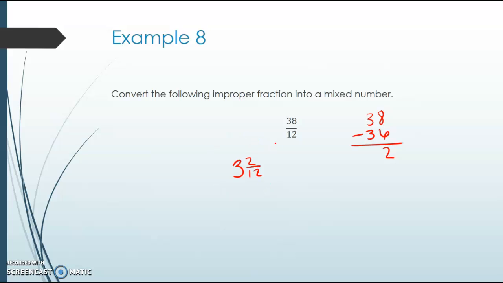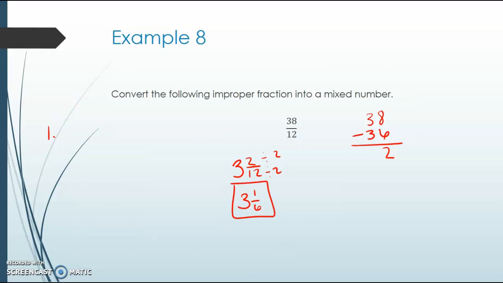So here I've made the mixed number, but we should always simplify it. 2/12ths is not simplified. I can divide each of those by 2. And so the 3 stays, but the 2/12ths becomes 1/6.